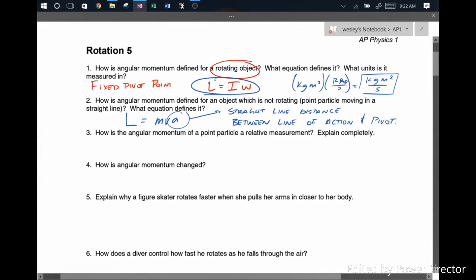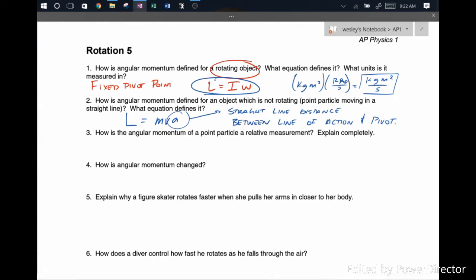So it's going to be really important every time we're dealing with an object moving in a straight line and we're concerned about its angular momentum to figure out what that A is going to be. The further our line of action is away from that point of rotation, the more angular momentum we have.